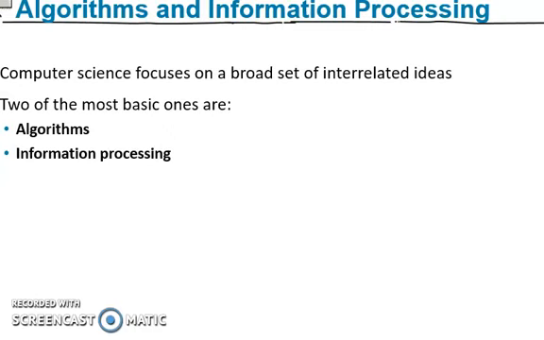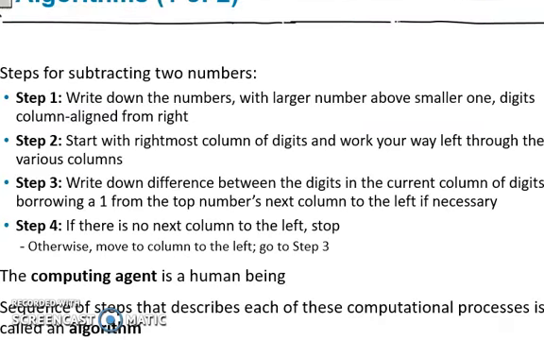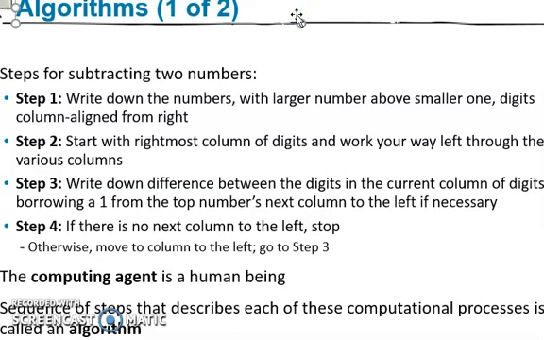Computer science focuses on a broad set of interrelated ideas: algorithms, information processing. So, what's an algorithm? Well, an algorithm is basically a recipe. Say we want to subtract two numbers. Step one, start with the larger number above the smaller number. Then you work your way down and you start subtracting from the left to the right. So that's basically an algorithm.